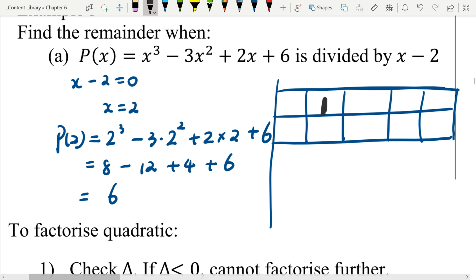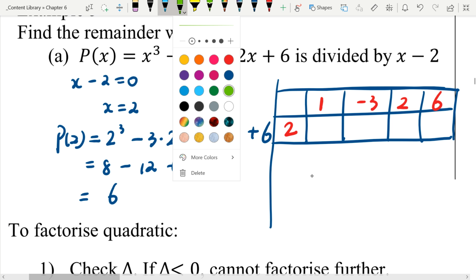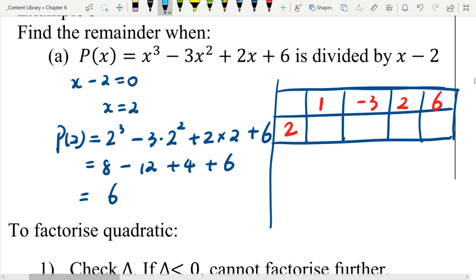What I want to do is show that this table can show you the remainder as well. So I just want you to practice the table again. What I substitute is a 2 here. When they ask you to use the remainder theorem, you must use the left-hand side method. But if, without asking anything, they just want you to divide by that, you can just use the table.